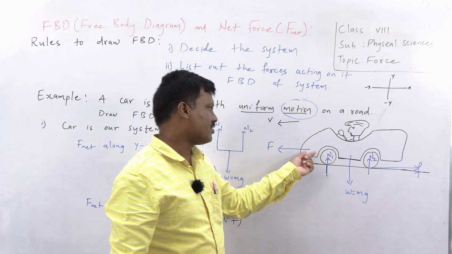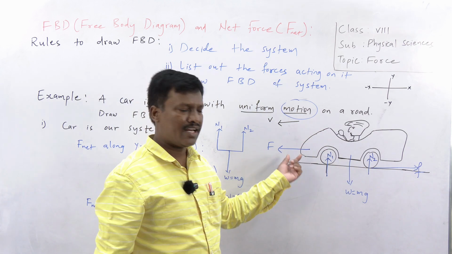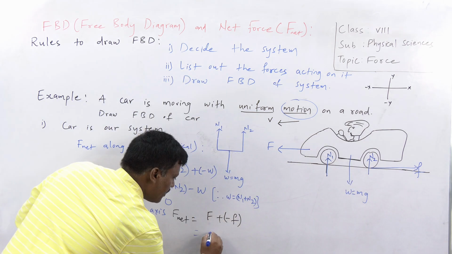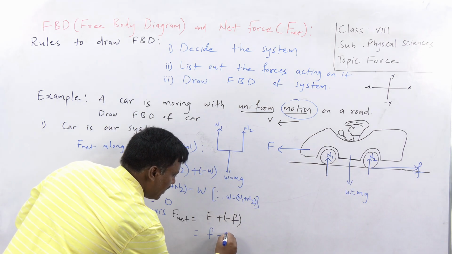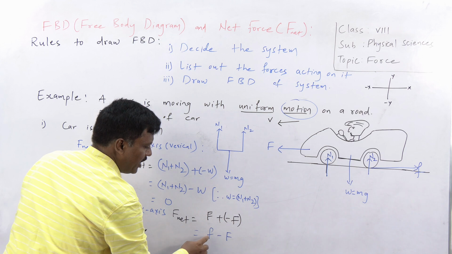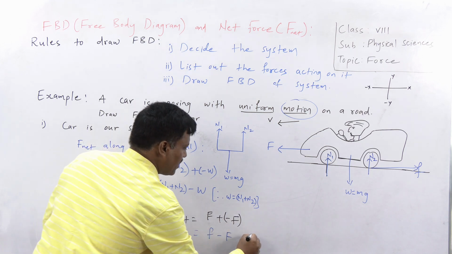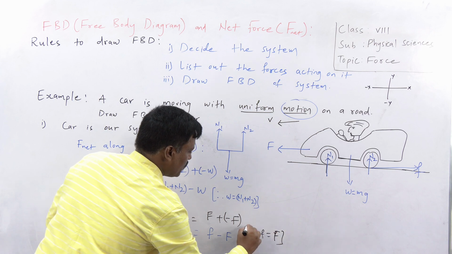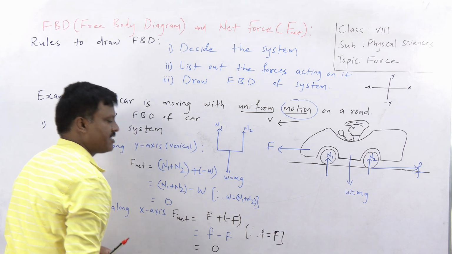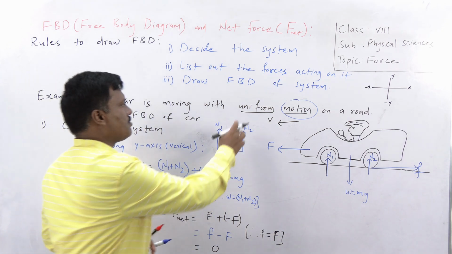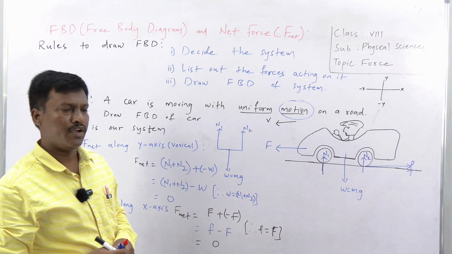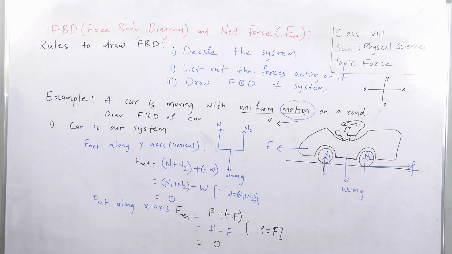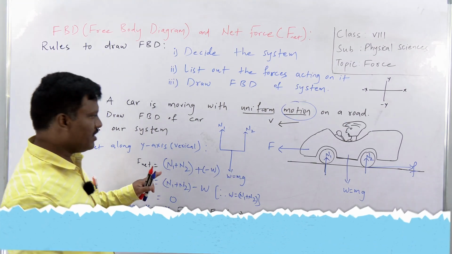So the force exerted by the engine on the car is exactly equal to the friction between the tires and the road. That is why F minus f. But since these two forces are equal in magnitude, the net force in this case is 0, because the object is moving with uniform motion. I hope you understand. So please note this down. We have discussed this, right?